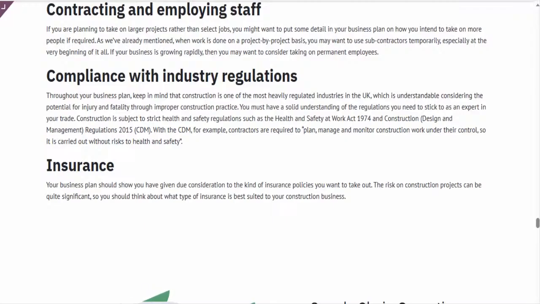Construction is subject to strict health and safety regulations such as the Health and Safety at Work Act 1974 and the Construction, Design and Management Regulations 2015, CDM. With the CDM, for example, contractors are required to plan, manage and monitor construction work under their control, so it is carried out without risks to health and safety.